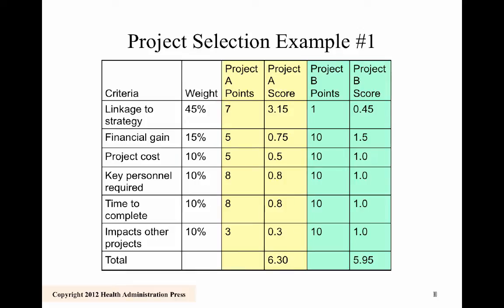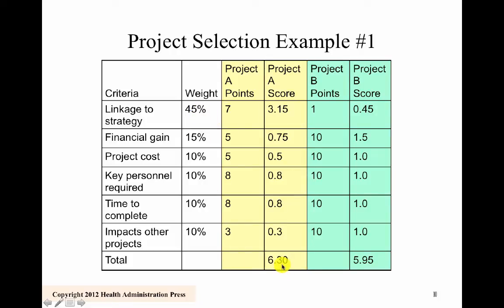Project A then scores 7 points, meaning maybe you scaled it 1 to 10 and identified what a 1 is, what a 10 is, and so on. We've decided it's a 7. So you take 7 times 0.45, or 45%, and you get this score. And you do the same thing for all of these. 15% times 5 gives you this. You go down the list, you sum them up, and you get a total for project A. We do the same thing for B. We score all of these on the same scale, and you get a project B score when you multiply these points times this weight.